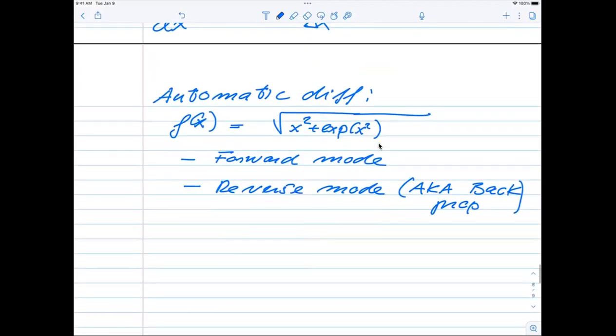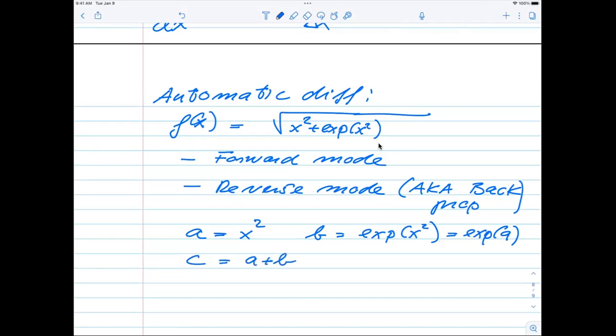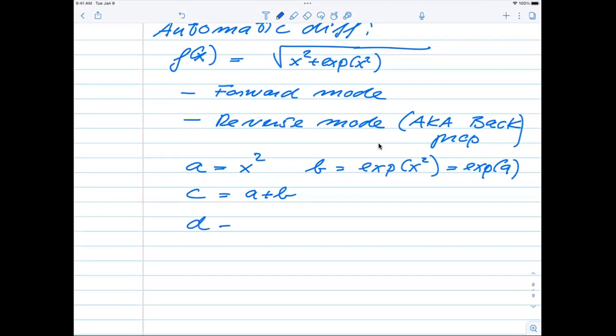So let's look first at the forward mode. What we're going to do now is just define some intermediate steps. We define a, which is equal to x squared. We define b, which is equal to the exponential of x squared, which is the same as the exponential of a. So we pre-calculate a. Then we define a new intermediate step, c, which is a plus b. And finally, we have d, which is the square root of c, which is the same as the function f of x. So we have defined these 4 intermediate steps.